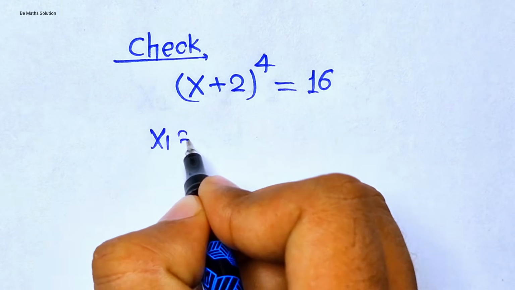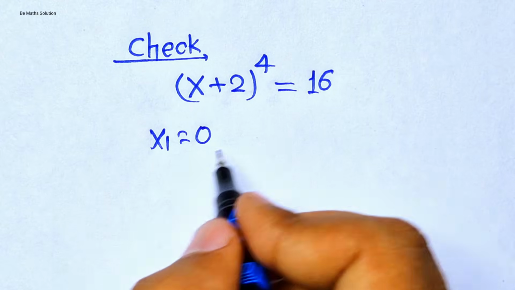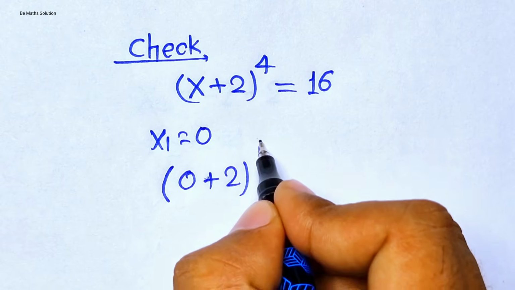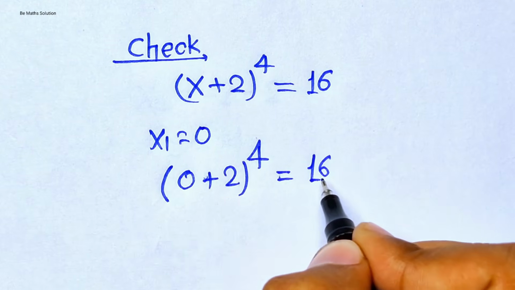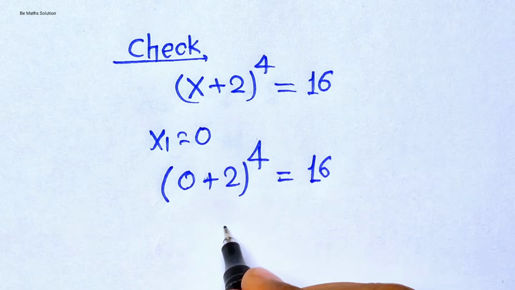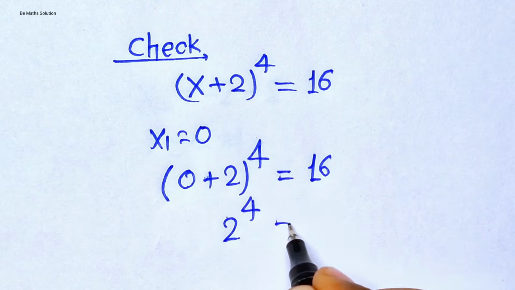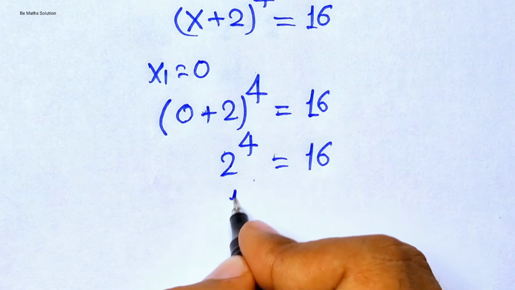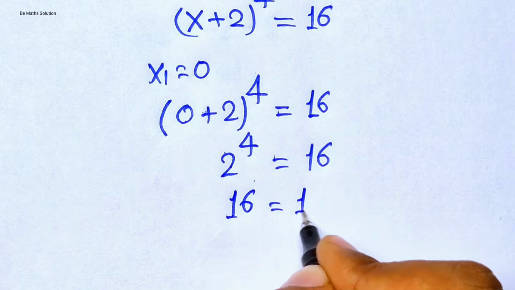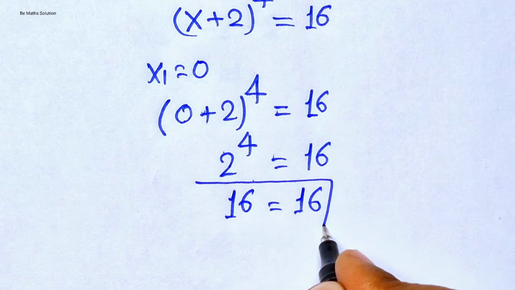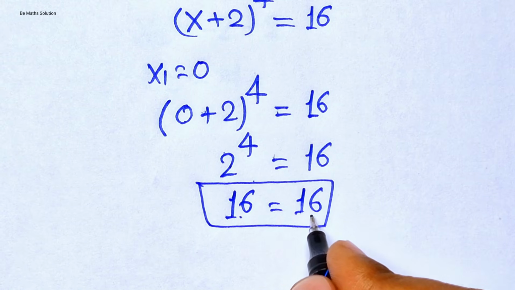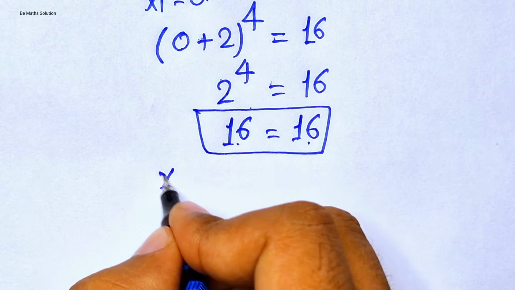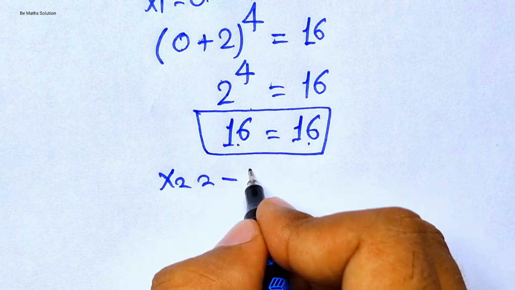This x1 is equal to 0. Put the value of x1. So it will be (0 + 2)^4 is equal to 16. So 0 plus 2 is 2, whole power 4 is equal to 16. Then 2 to the power 4 is 16, which is equal to this 16. So the left hand side and the right hand side are equal, so it is a correct solution.